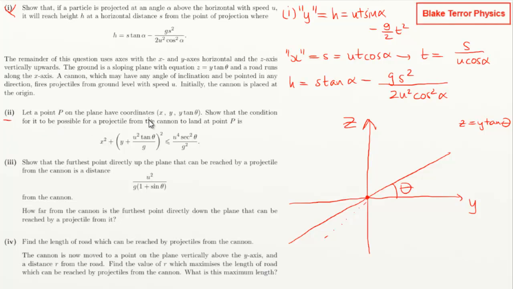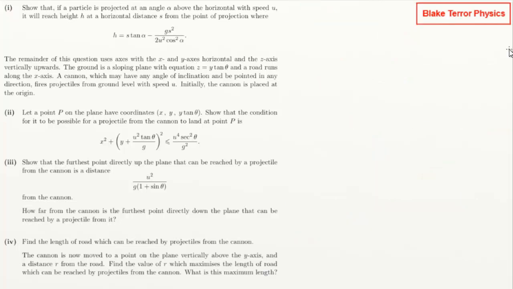Part 2: let a point P on the plane have coordinates x, y, y tan alpha, tan theta, so it's just x, y, z. Show that the condition for it to be possible for a projectile from the cannon to land at P is all of this. Right, well, I'm going to want a new sheet for that. So h is going to have to be greater than... when they hit, h is going to be our z coordinate. So we need solutions for when z is equal to h, and z is y tan theta. So we've got that bit.